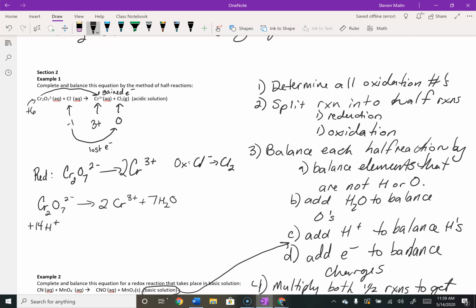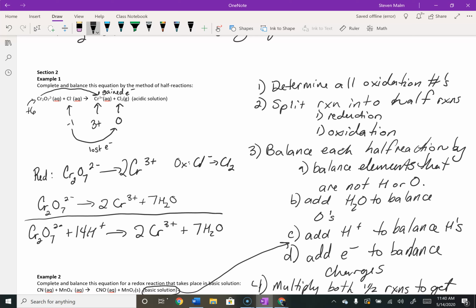So on the left side of this overall reaction now, 2 minus, with our 14 H pluses, 2 Cr3 plus 7 H2O. All right, so right now, this is our reaction. What we need to do next is to add our electrons.